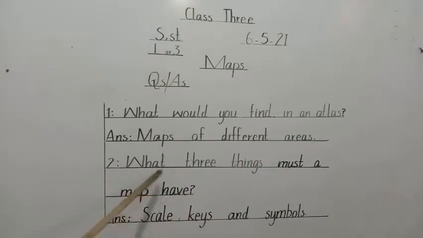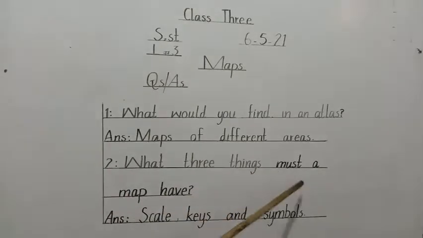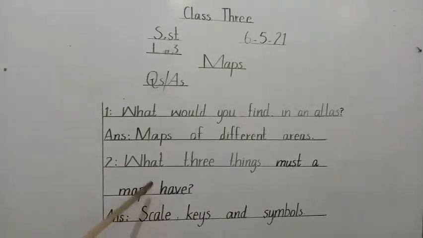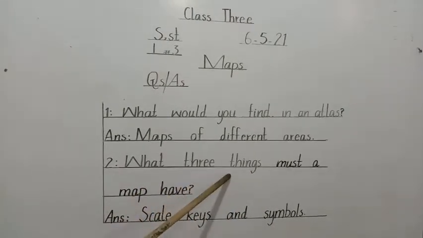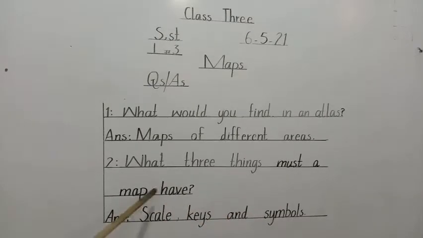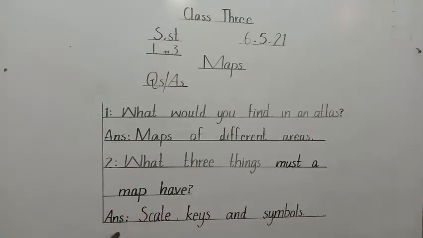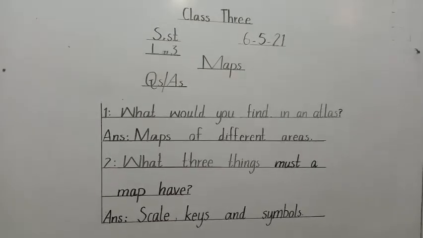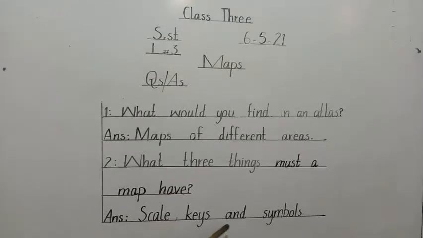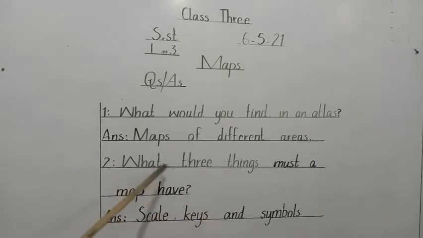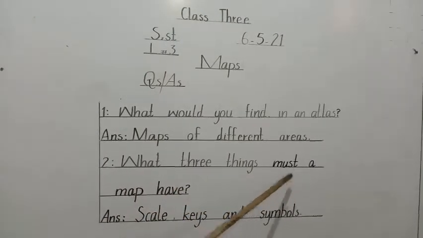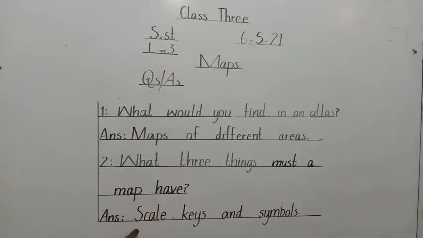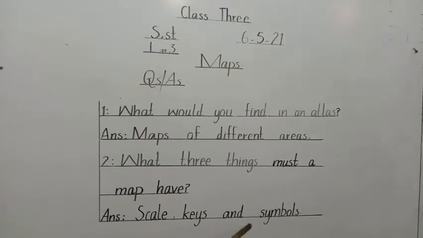Next question, what three things must a map have? Its answer is scale, keys and symbols. Scale, keys and symbols. What three things must a map have? Its answer is scale, keys and symbols.